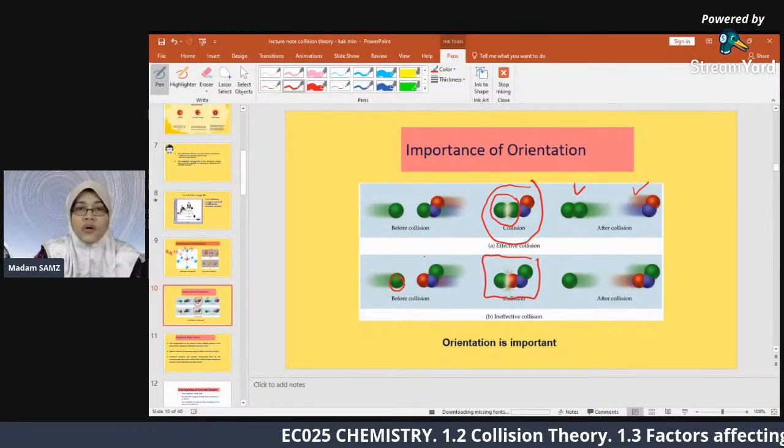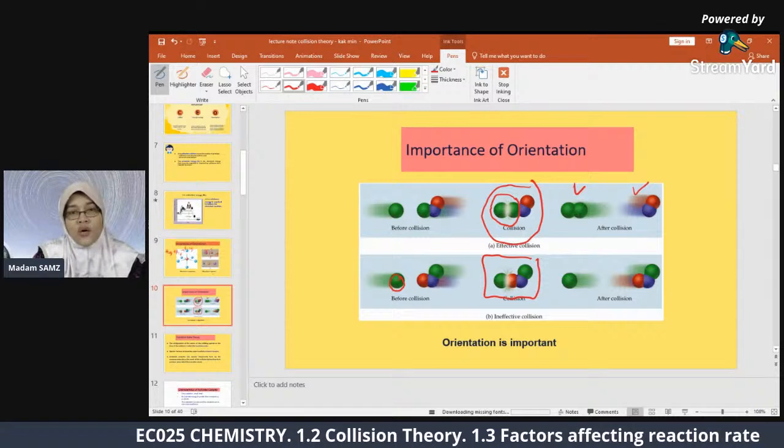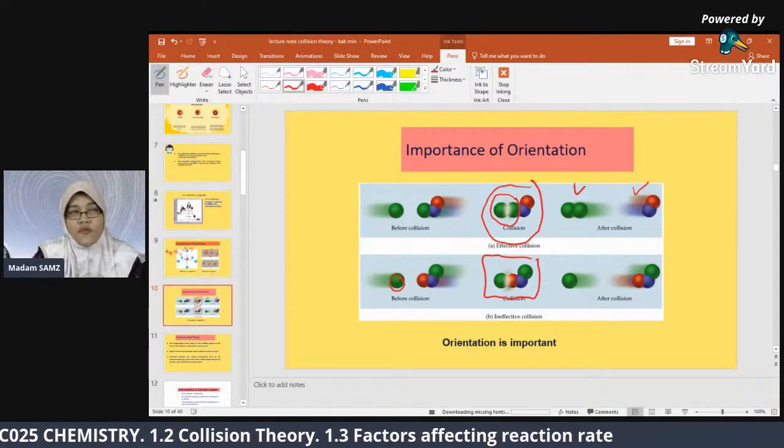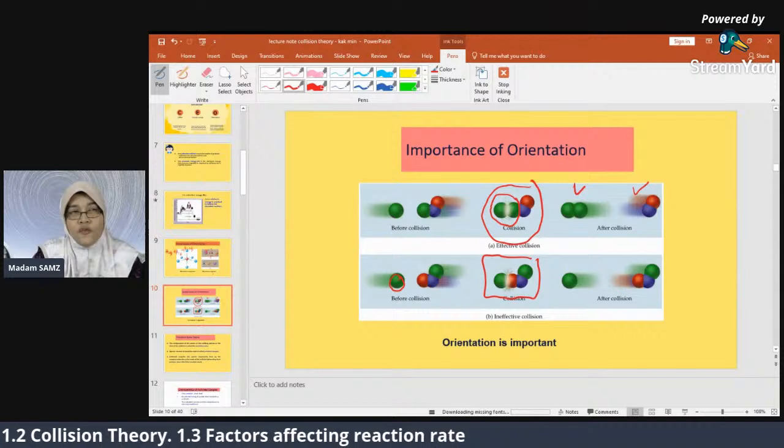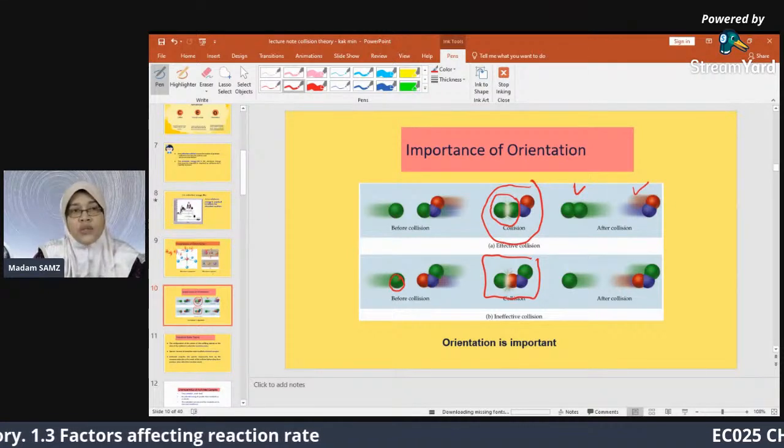All right. So, for example, here we can conclude that if we have two or more reactants, the orientation is important.